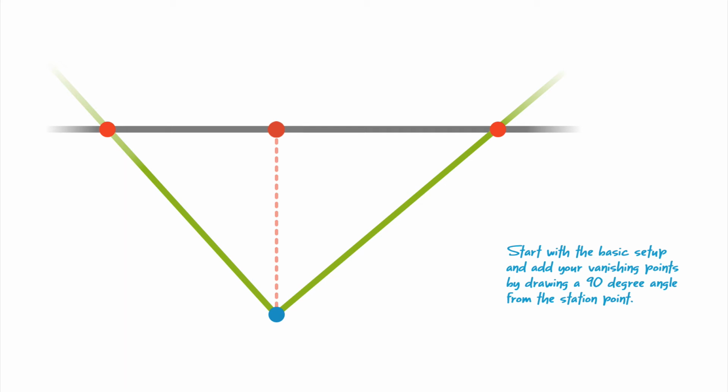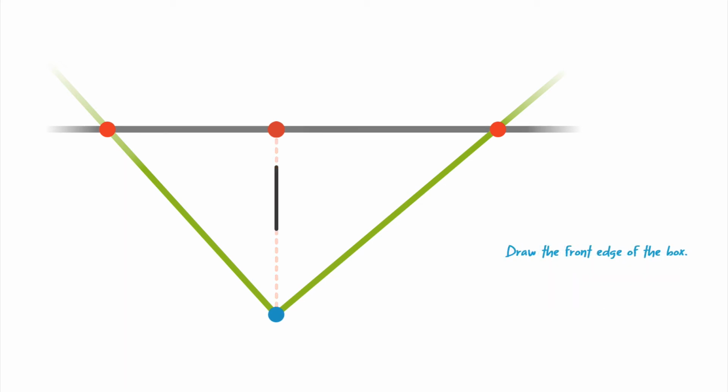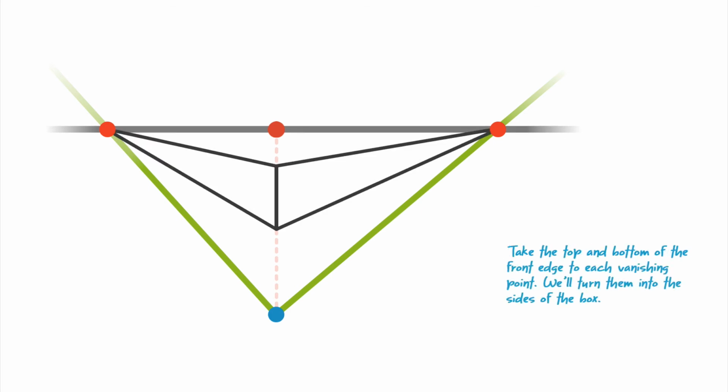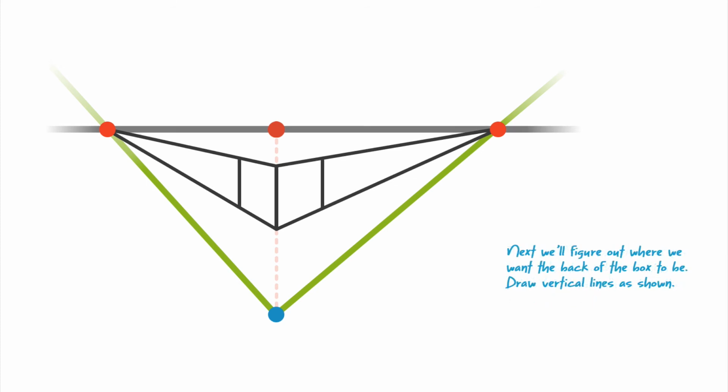Start drawing the box by drawing a vertical line. While it doesn't have to be on the line of sight, I'm doing it here to keep the visual clutter down in the image. Next, draw lines from the top and bottom of our vertical line to the vanishing points. These are the planes for the side of the box, moving back in space. Now decide where you want the box to end and draw a vertical line in each receding plane.